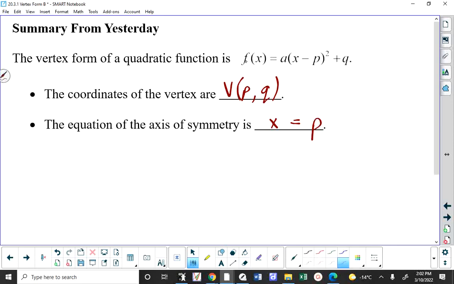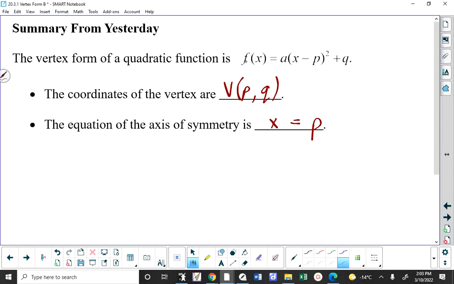Because the axis of symmetry is that vertical line which divides the parabola into two mirror images, or two halves that are identical except for them being opposite to each other. Just like your left glove and your right glove, or your left foot and your right foot are the same but opposite. And if we shift it p units horizontally, then that location of the axis of symmetry will be at x equals p.